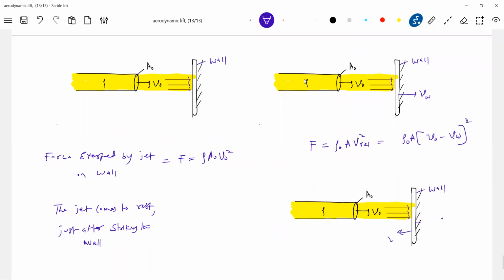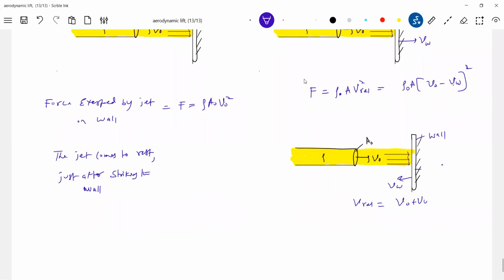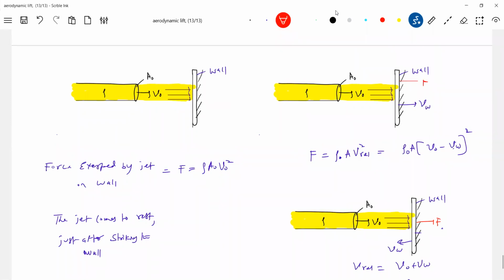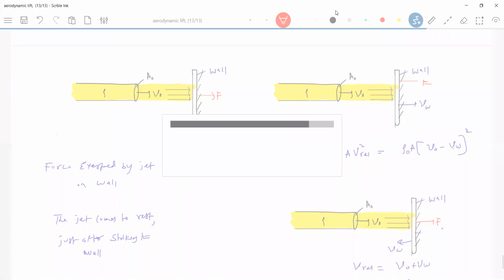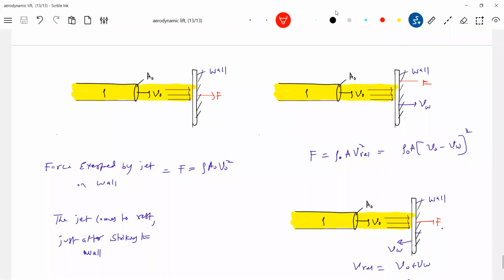If the wall moves opposite, or the wall, or it can be a block, in that case, what is V relative? Then the force will be rho A naught V relative square. So in what direction is the force? The wall will exert a force like this. What is A naught? A naught is area of cross section of jet, not area of cross section of the wall. Able to analyze this condition?